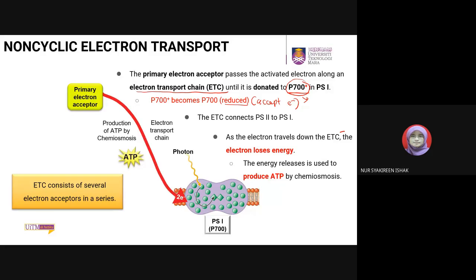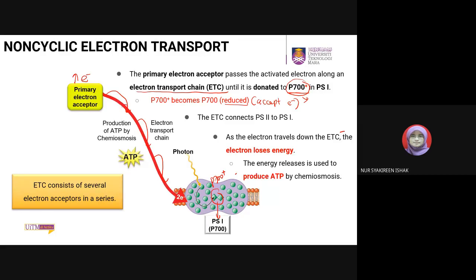So the ETC connects photosystem 2 to photosystem 1. As the electron travels down the ETC, the electron loses energy. So sebab itulah kalau tengok kat gambar ni, dia daripada atas pergi ke bawah, sebab daripada primary electron acceptor, the electron has very high energy. So it will be transferred from one electron carrier to another electron carrier of the ETC until it reaches P700 plus of photosystem 1. So bila dia receive, dia akan jadi reduced, become P700.